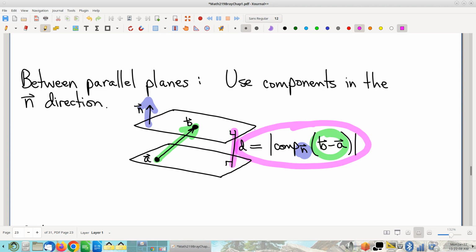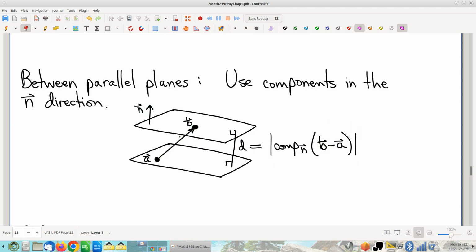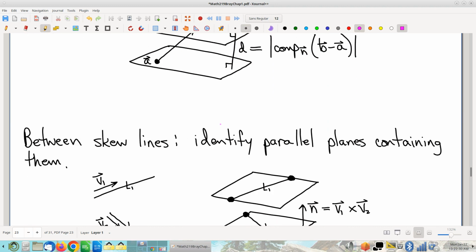Now, the one little asterisk is, of course, distances are intrinsically positive things. Components are not. Components might be negative, right? If the vector and the normal vector are going in opposite directions, we still want a positive distance. It'll compute that as negative. So don't forget to take the absolute value. Okay. All right, so this is where we left off last time, and we were almost done with this section.